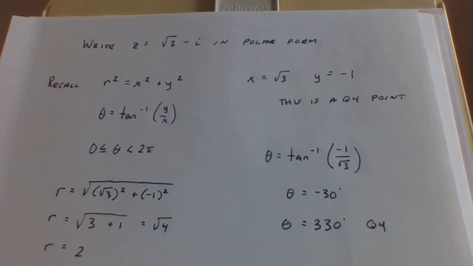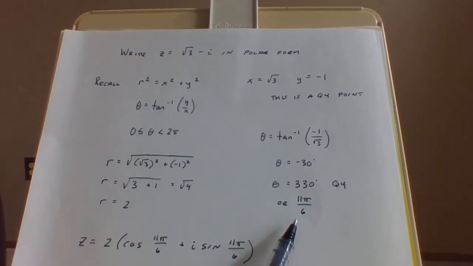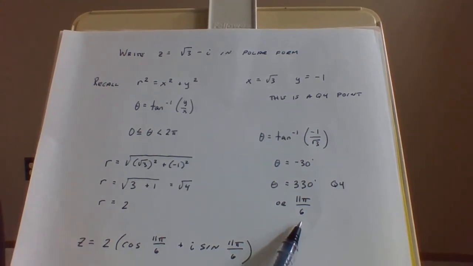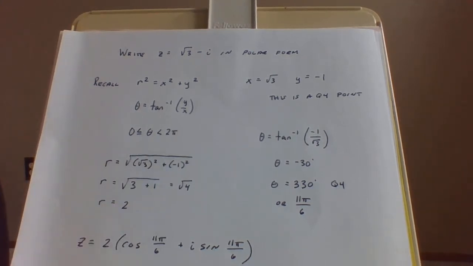Keep in mind that we want to make sure that we're in quadrant 4, so we want that angle measure to be something positive and between 0 and 2 pi. So if I'm working with degrees for right now, I'm going to use an angle measure of 330 degrees since I'm in quadrant 4. I went ahead and converted my angle measure to 11 pi over 6 since I'm working with radians and I wanted to be between 0 and 2 pi.